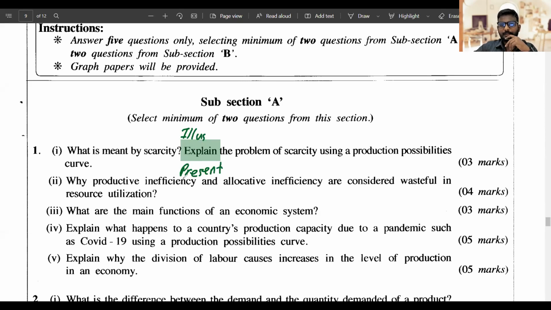That's all they would have given in the question. They have asked you to explain the problem of scarcity using PPC. That means you have to draw the PPC and show, okay, this is how scarcity is shown, but you have to give a caption also for that. So that's what you have to give to get all 3 marks for this question.